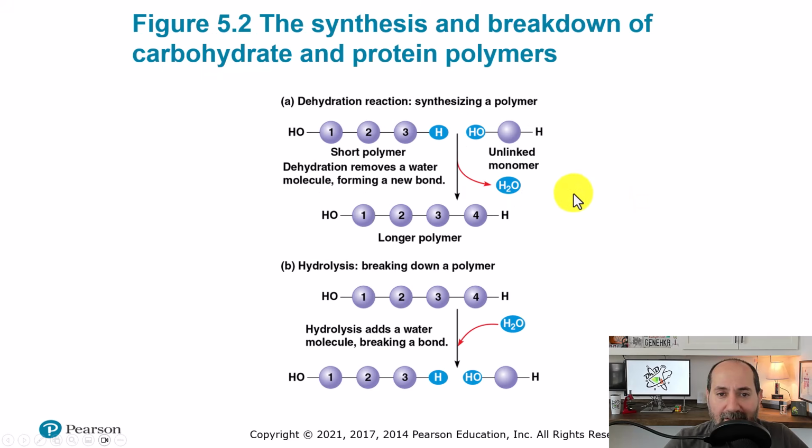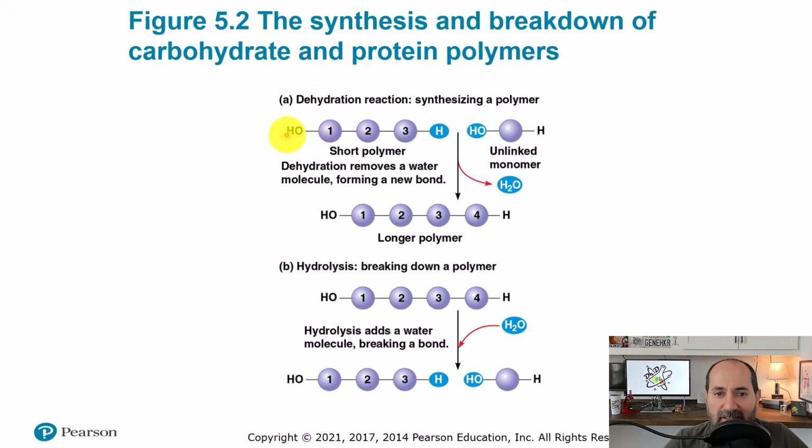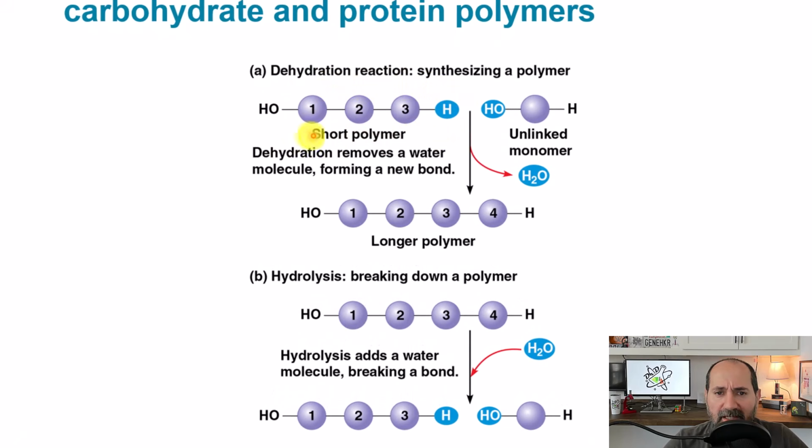So let me show you what I'm talking about. Look at this. At the top here, we have an example of dehydration reaction. And right below it, we have an example of hydrolysis. So let's start with dehydration reaction. Take a look here. Here you have a short polymer. So it looks like you have 1, 2, 3 monomers that have already been linked together. And you want to link on a fourth monomer. Here's the unlinked monomer. So how do we link this monomer to the growing polymer chain? You want to form a covalent bond between them.